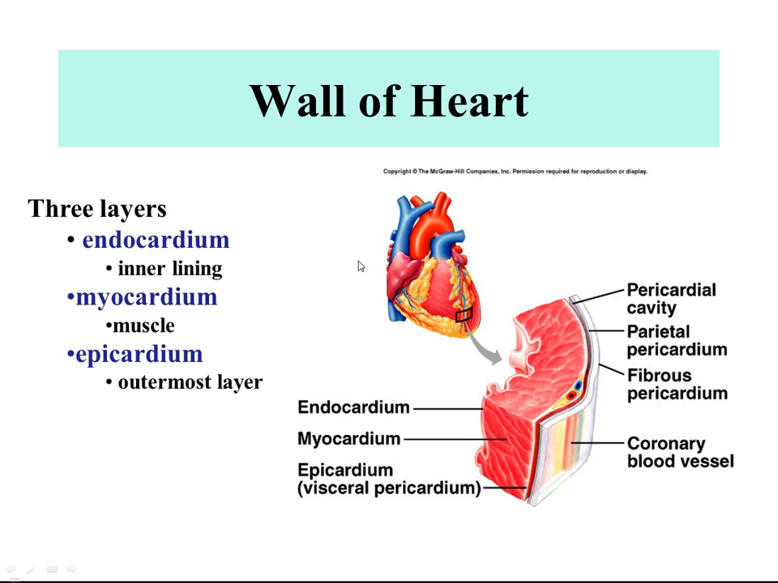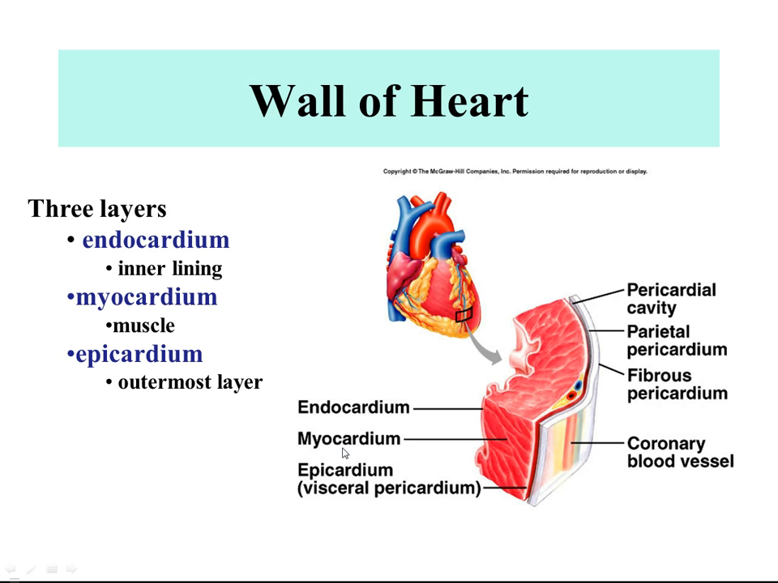There are three distinct layers to the wall of the heart. We're going to go from the inside out, and lining the inside of the heart is the endocardium. So the most inward layer, the innermost layer. Endo, you'll see this prefix a whole lot when we're talking about the inside of something, endocardium. The endocardium is made up of epithelial tissue with a little connective tissue.